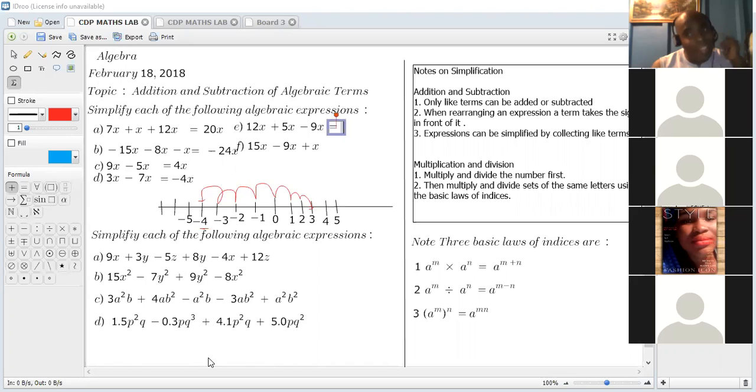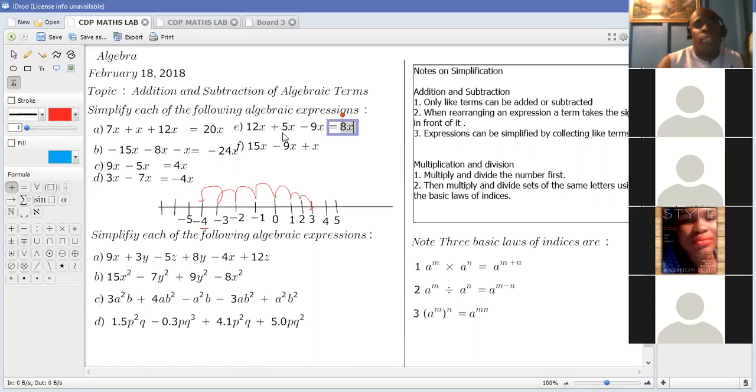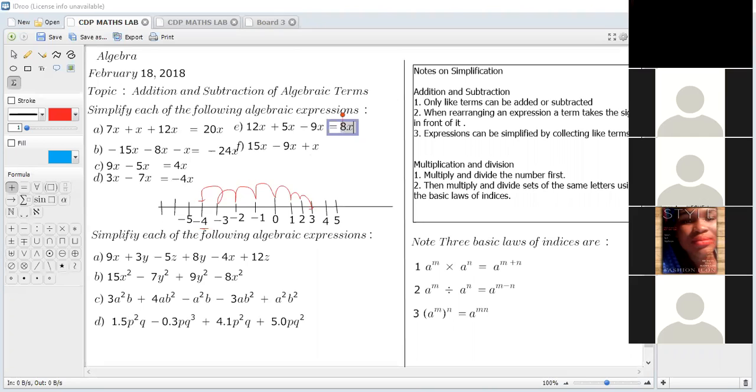All right, how much do you get? 8x. Yes, and that's correct. 8x is the answer. So when you add these two, you just subtract 9 from the total, and you get your 8x. All right? Very good. Good job.